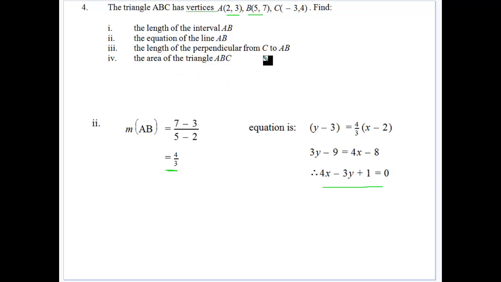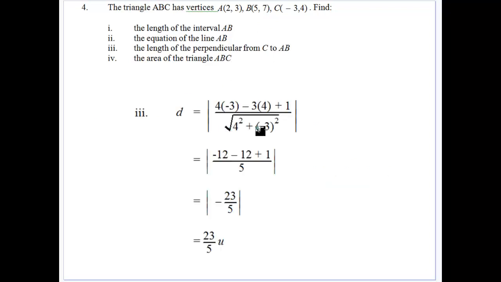Find the length of the perpendicular from C to AB. So if that's the case, we can use that formula, using the equation that we just had in part 2, substitute C into that equation, and divide by the square root of a squared plus b squared. So we substitute those values in, using the a and the b there, and simplify it, we get down to 23 on 5.